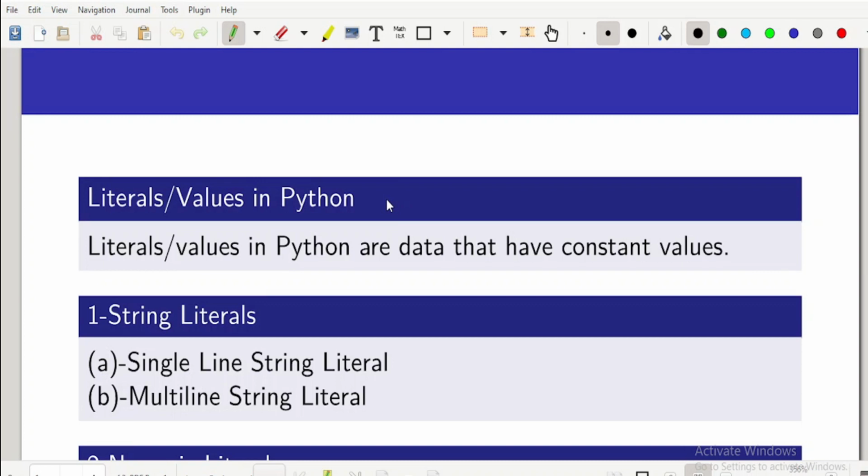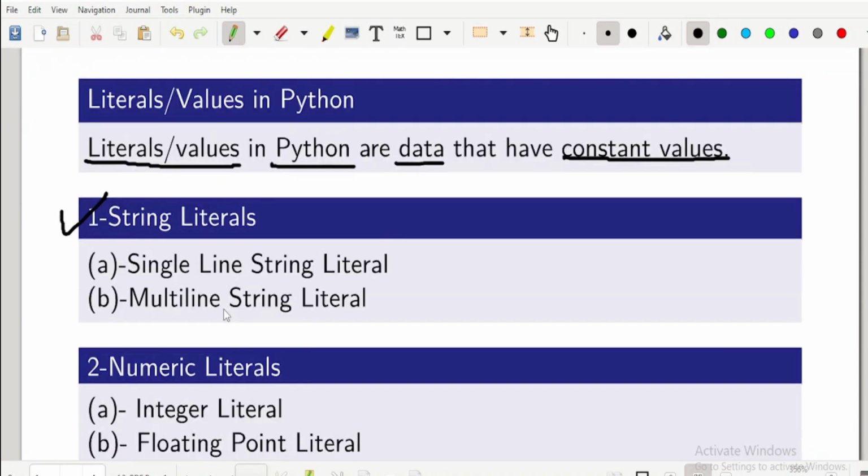In this video you will learn about the types of literals or values in Python. First, what are literals or values in Python? Literals or values in Python are data that have constant values, and in Python there are four types of literals. The first one is string literals, and this is of two types. The first one is the single line string literal, and the second one is the multi-line string literal.